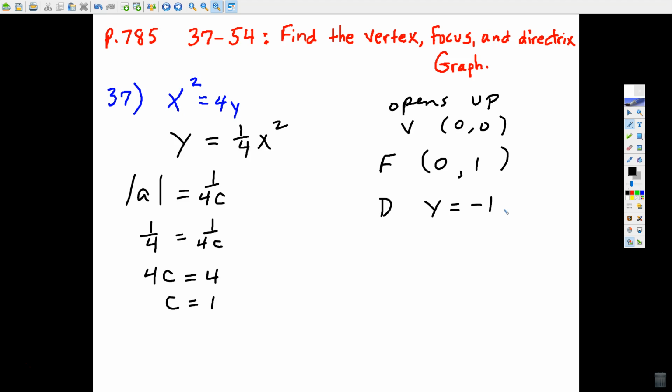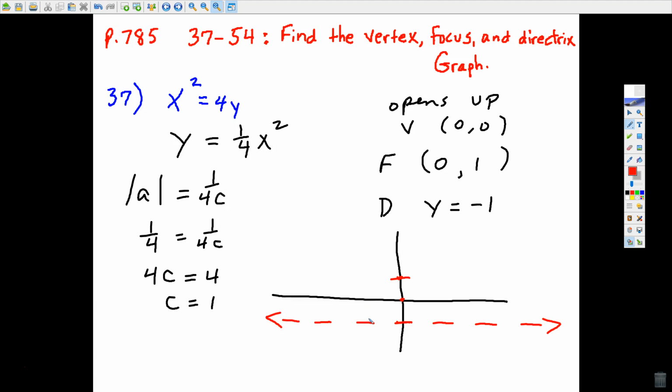And now we've gathered all the information, so let's just go ahead and go to your graph paper and put it all together. So I'm just going to do a little rough sketch. The vertex is at the origin, the focus is at the point (0, 1), and the directrix is the line y equals -1. I usually just draw a dotted line to represent the directrix.